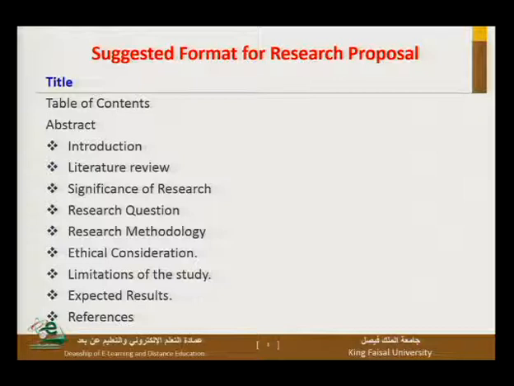The title, page number 1. Page number 2, table of contents, where you have all the sections that you have in your research included in the table of contents with the page numbers. The abstract, introduction, literature review, significance of your research, research questions, research methodology, ethical considerations if there is something like this, limitations of the study, the expected results, and the references. These are the sections that you would like to see in your research proposal.